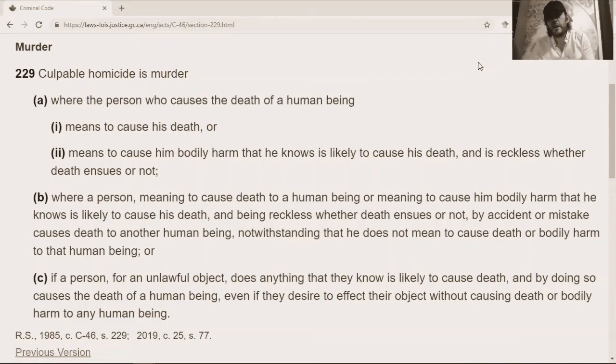Likewise, if we imagine a case in which Alan fires a gun at Ben, intending to kill Ben, Ben moves, and the bullet hits Carl, killing him. Well, there too, we can transfer the intention to kill Ben to Carl, and thereby making Alan guilty of second-degree murder, pursuant to section 229 sub B of the code.